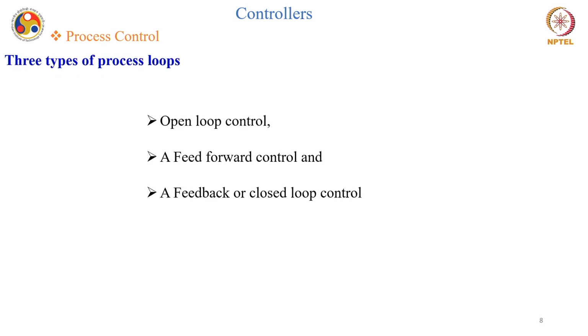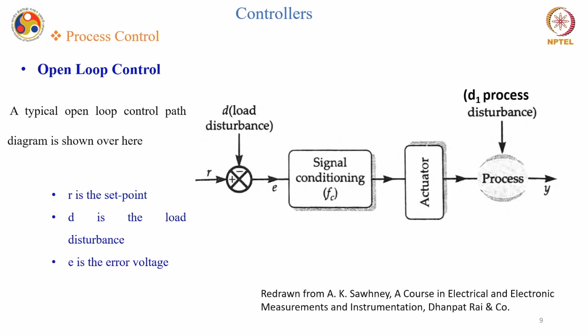There are 3 different types of process loops present in any process control. I have open loop control. There are instances where you use a feed forward control system, and another process loop which is known as feedback or closed loop control, which is the most prominent and most useful form of any process loop. When I say open loop control, this is a typical example of open loop control.